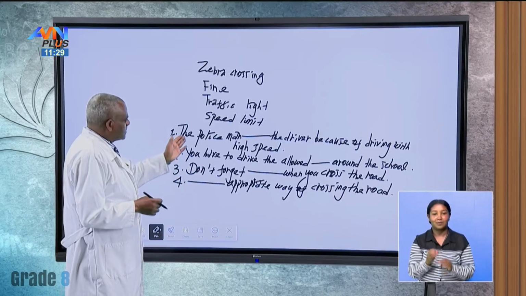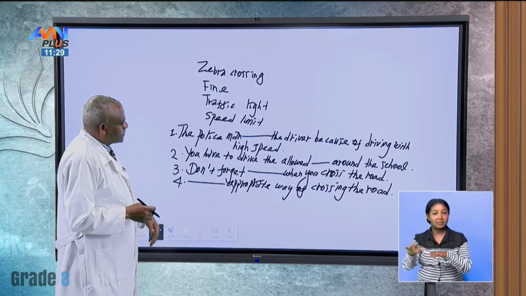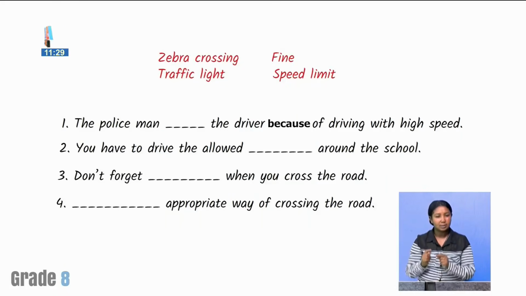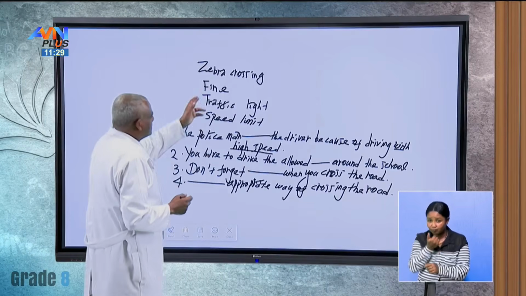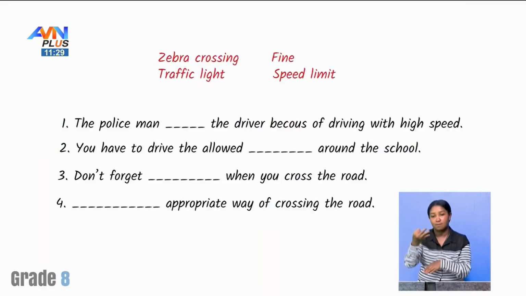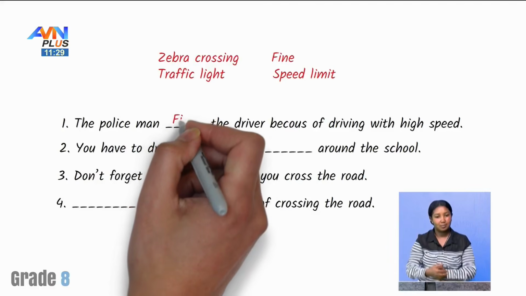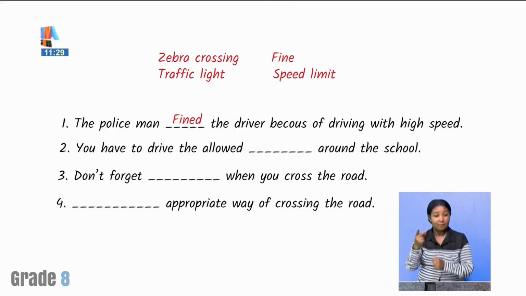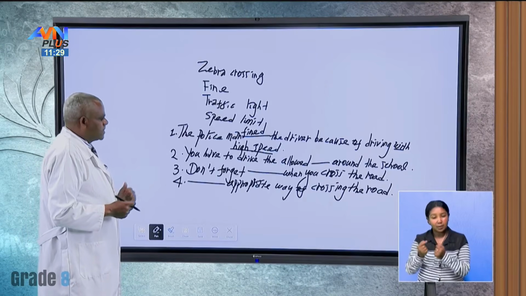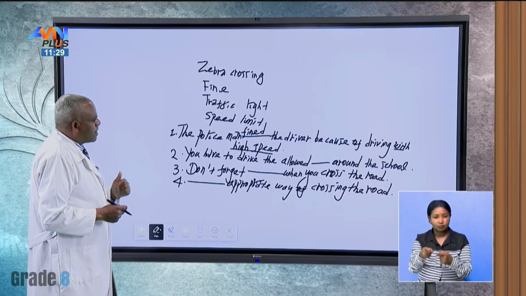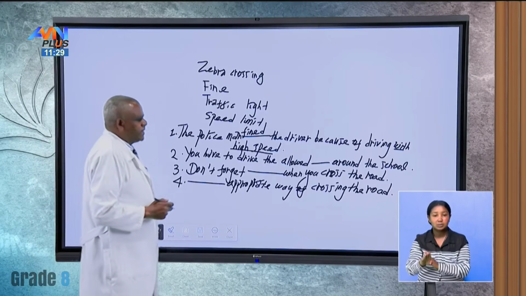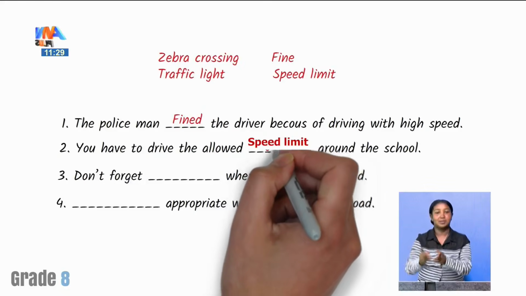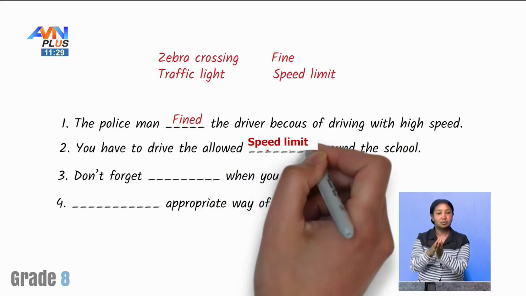Very nice. The policeman blank the driver because of driving with high speed. High speed means that is illegal. Therefore, what is the appropriate answer? Yeah, very nice. That is fined. The policeman fined the driver because of driving with high speed. You have to drive the allowed what? Speed limits around the school. Yeah, speed limits. Have you read it like this?